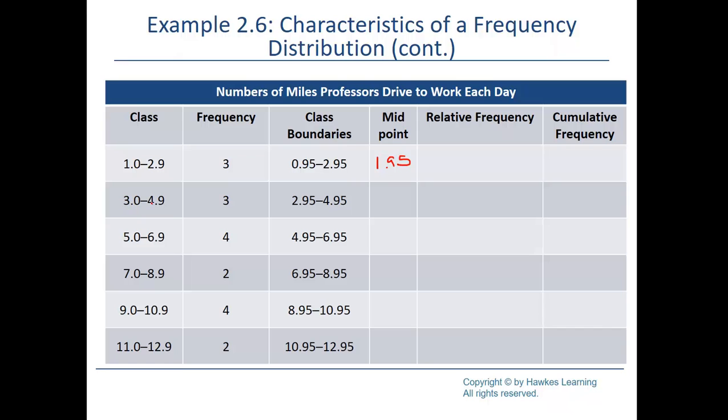I can repeat the process here. So I can take 3 plus 4.9, add them together and divide by 2, which is going to give me 3.95. But I do notice again that these are all going to have that common shared width of 2. So I can just add 2 all the way down. And now that we've added 2 all the way down, we're going to fill out the rest of the table real quick.